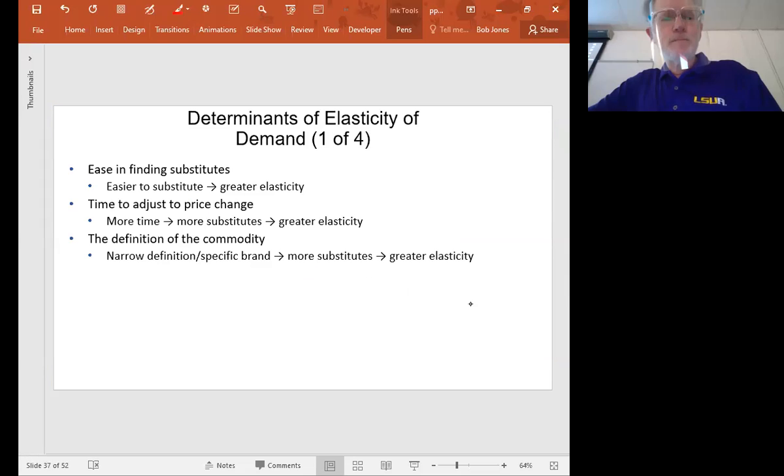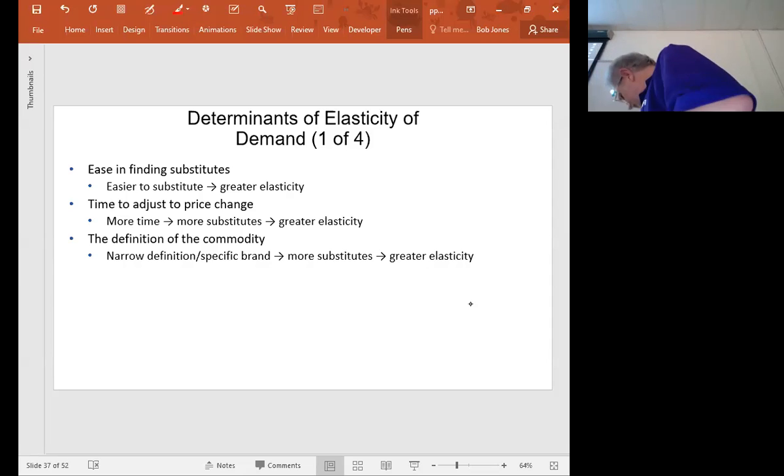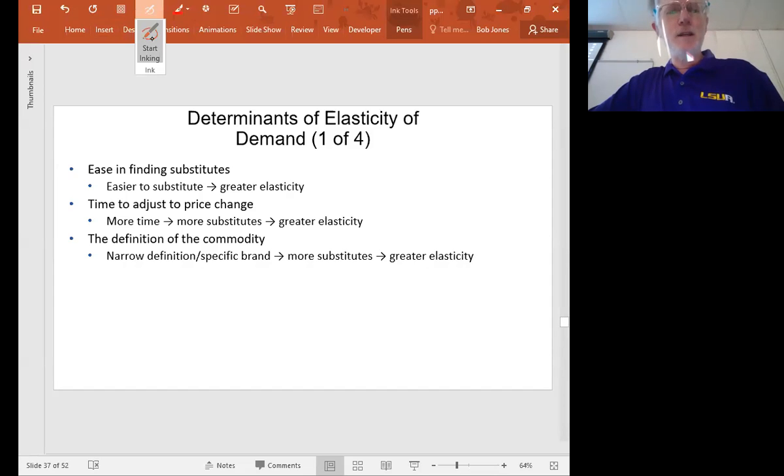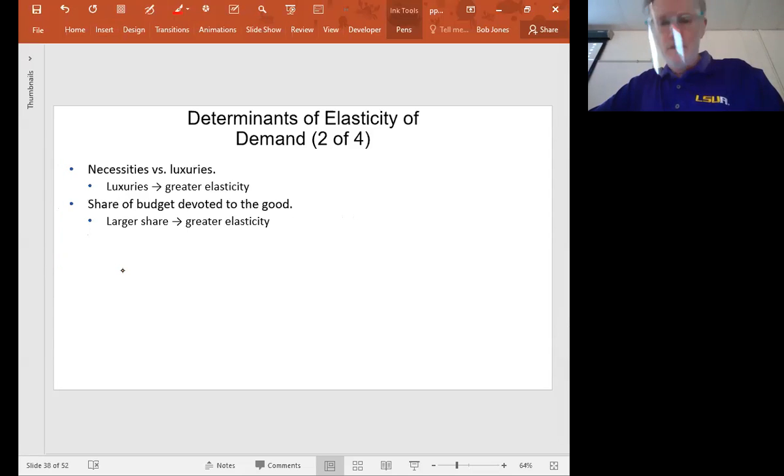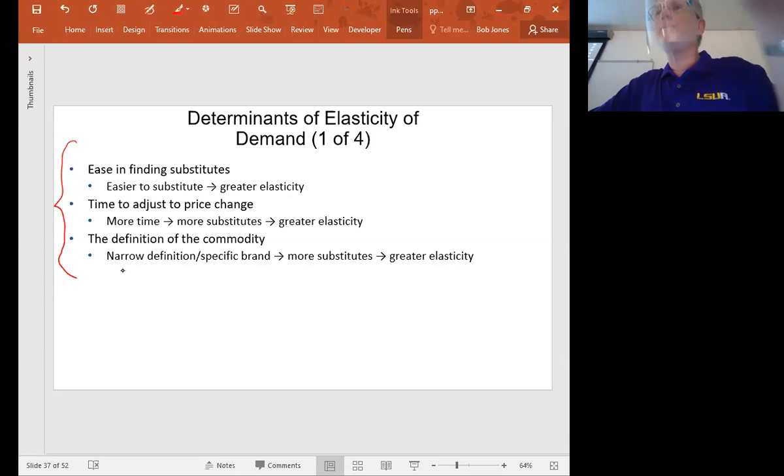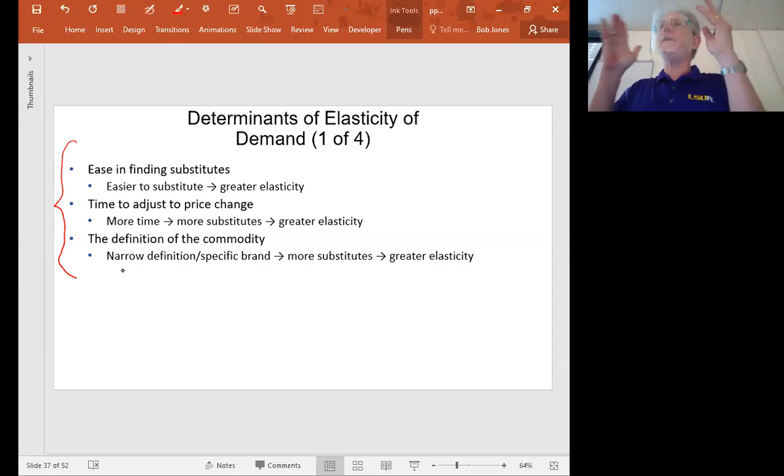Okay. The determinants of elasticity. In that last graph, we saw that one demand curve can be much more elastic than another. We saw what that meant. But now the question, well, what causes one demand curve to be more elastic? What causes consumers of one product to be more sensitive to a price change than consumers of another market? And these are the key things that are almost always important. First, future slides we'll get to how we actually do the calculation, but now we're talking about it in intuitive terms.